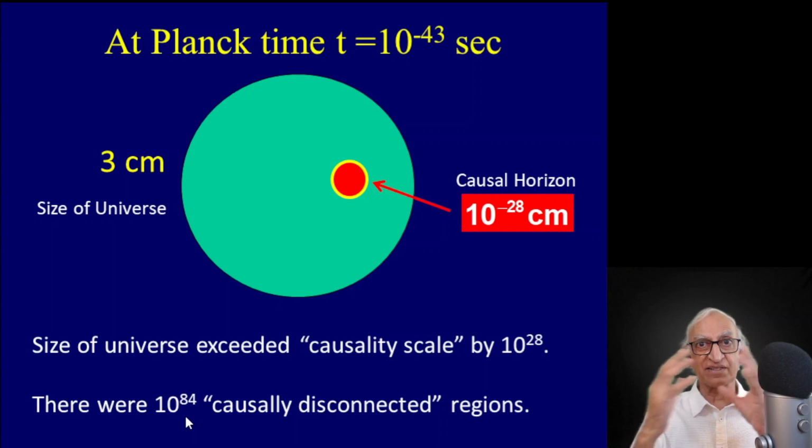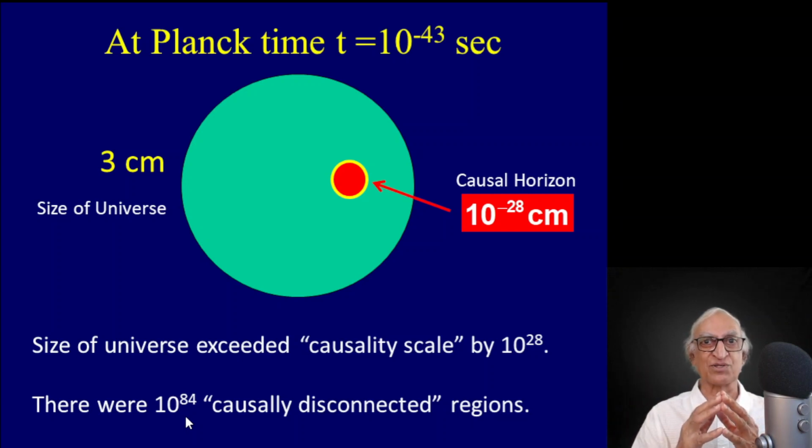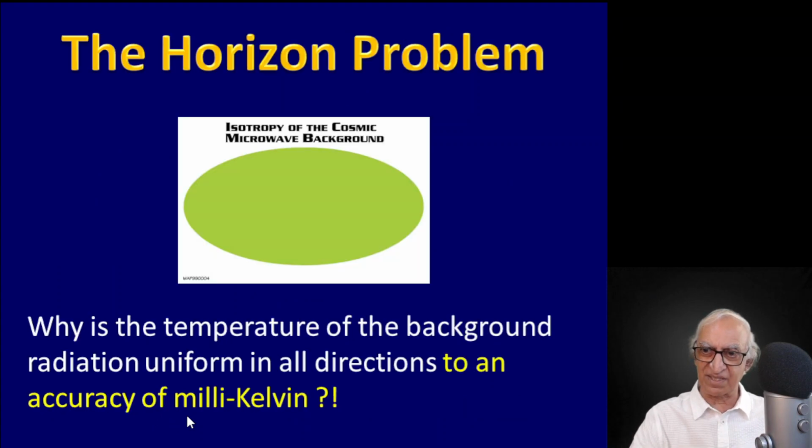So already at the Planck time, we have a serious problem. The temperature of the universe could not have been the same everywhere because the universe at the time consisted of 10 to the power 84 causally disconnected regions. So going backwards in time hasn't solved the problem.